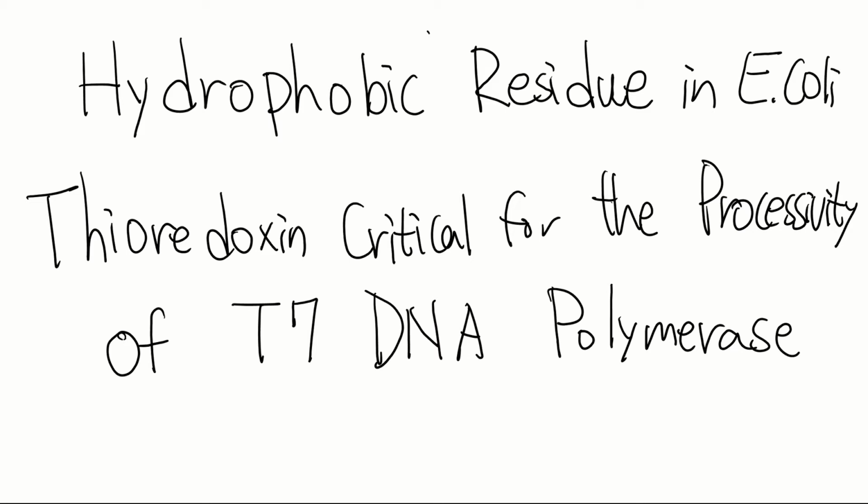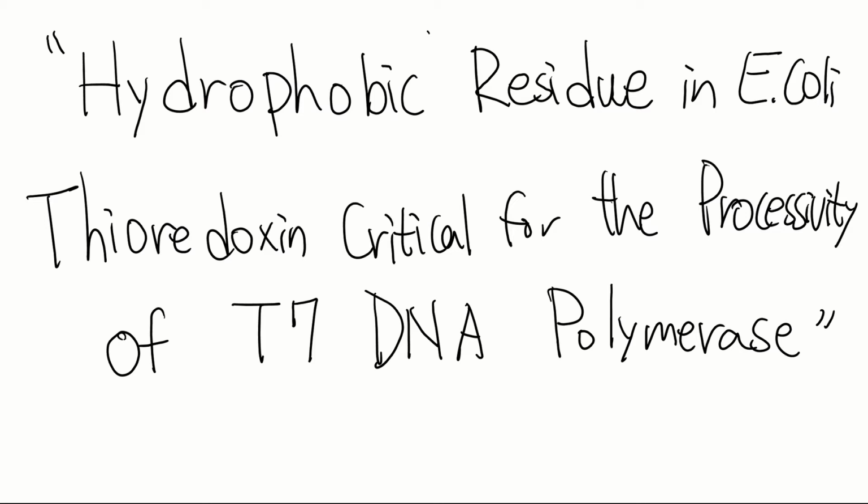Our article is called Hydrophobic Residue in E. coli Thioredoxin Critical for the Processivity of T7 DNA Polymerase. This article was trying to figure out what interactions at the interface of thioredoxin and DNA polymerase promote high processivity.